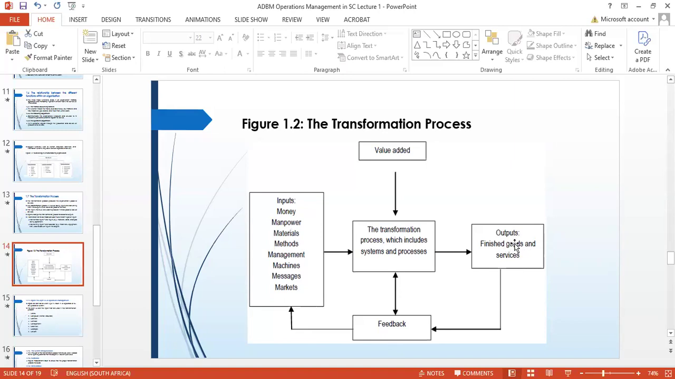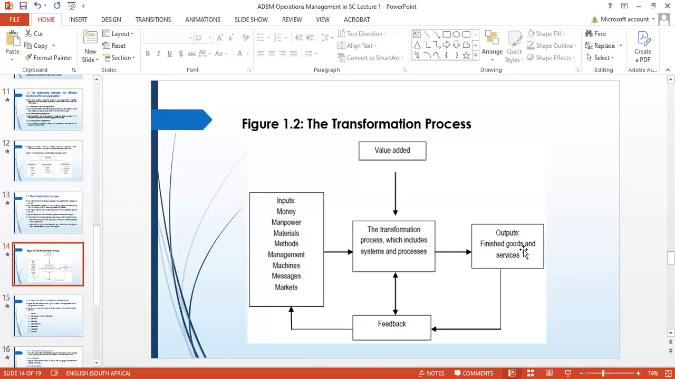If the quality is not the standard or high quality, information is given back as feedback to the inputs, and then there are going to be improvements under materials. Or maybe it was the manpower that was lacking knowledge on how to produce a certain product to the desired quality. Then they have to be trained to come up with the product with the required quality. So this is our transformation process.